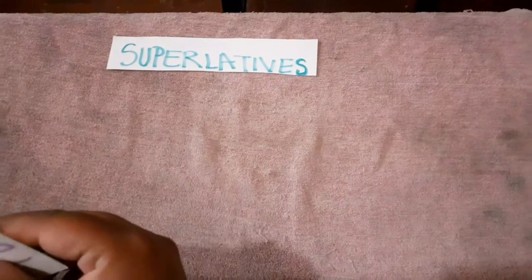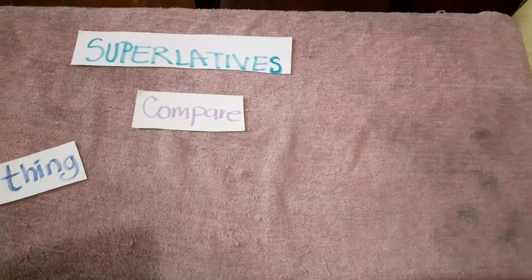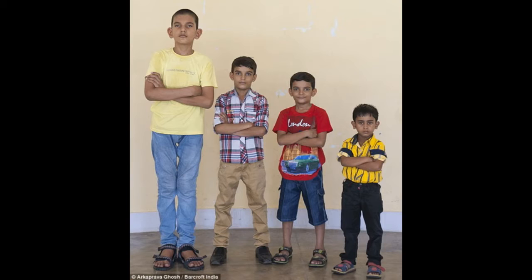Okay, let's move on to superlatives. Superlatives compare one thing or idea to others in a group. Let's see one example. Joshua is the tallest in his classroom. We are comparing one thing or person in a group.